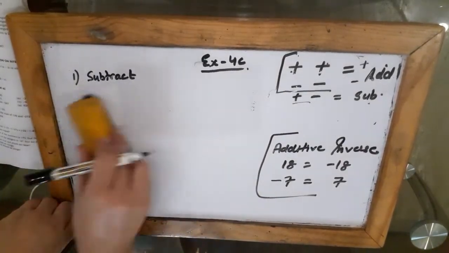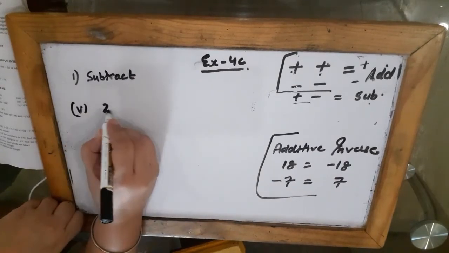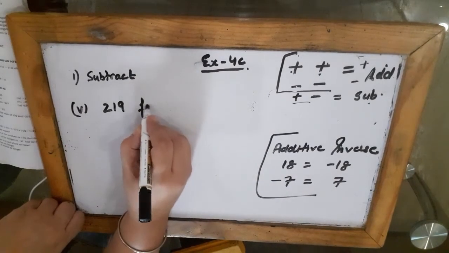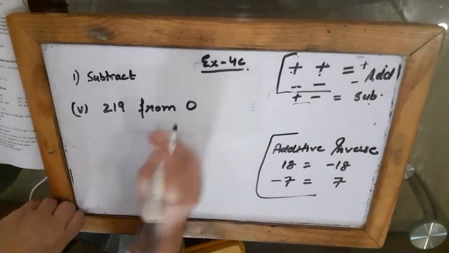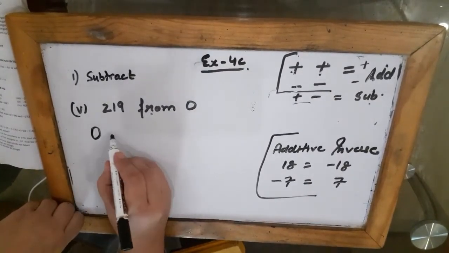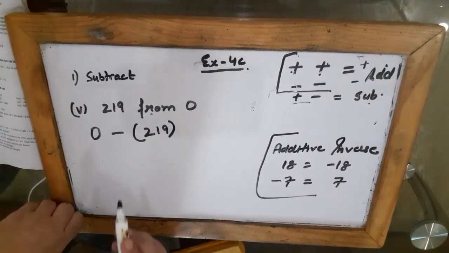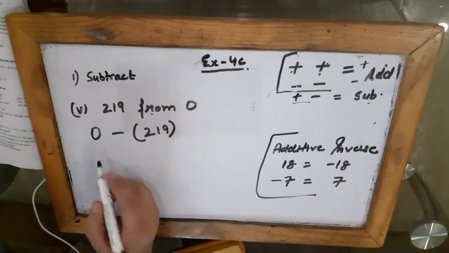Now let me take one more example. Let me take the fifth one, 219 from 0. So first of all, I will write the sum, that from 0 I have to subtract 219. Now when I subtract, I have to make two changes.